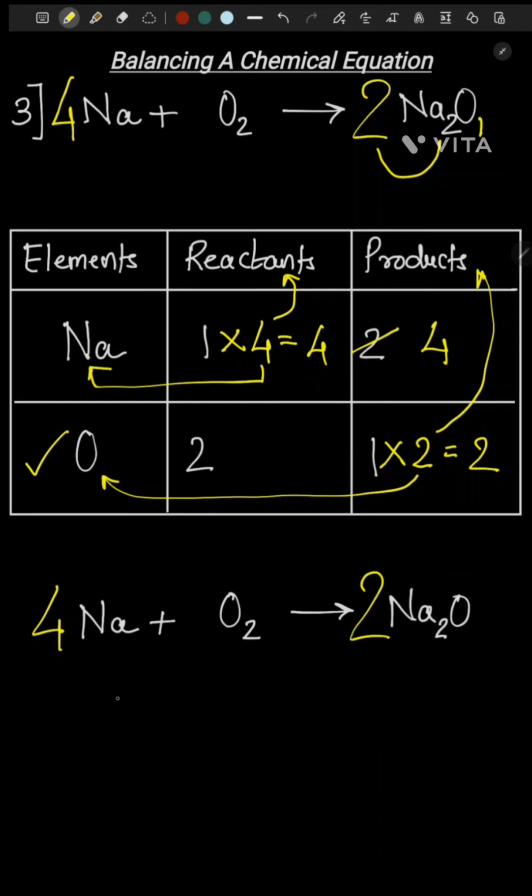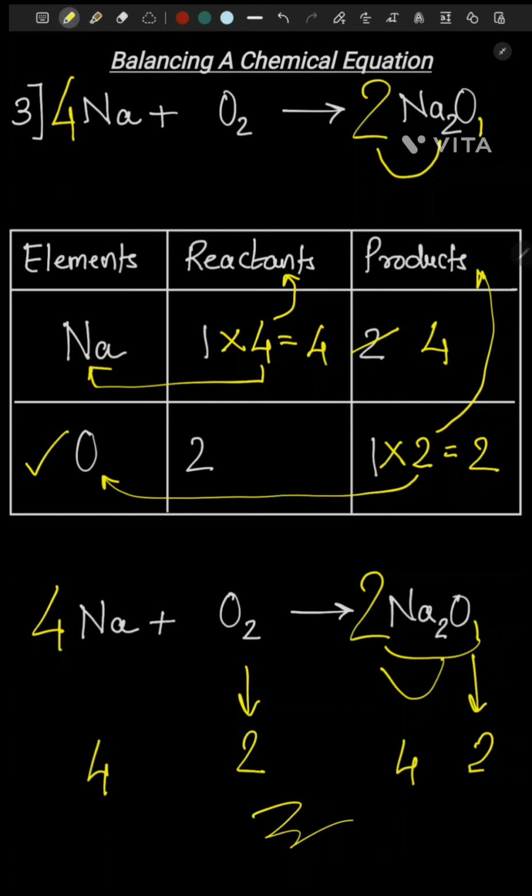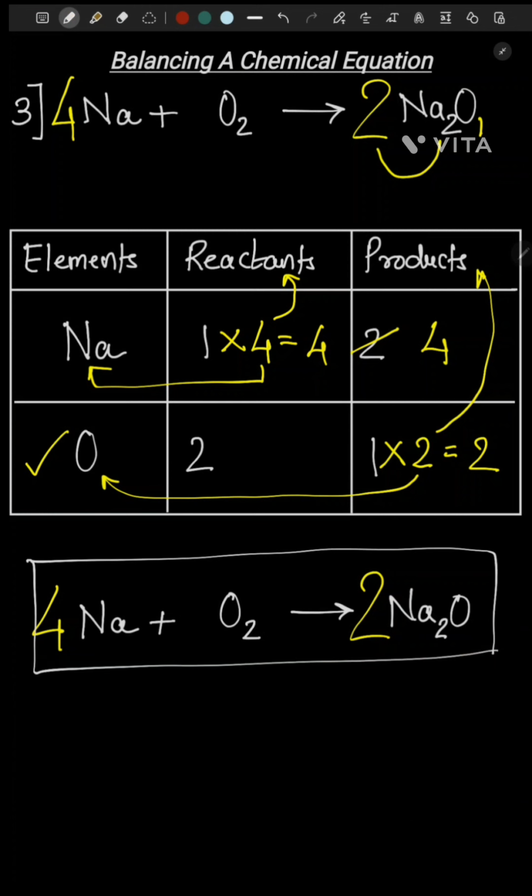Let's check whether the reaction is balanced or not. So earlier we all know that it was 1. How many atoms of sodium? It is 4. How many atoms of sodium? 4. How many atoms of oxygen? 2. How many atoms of oxygen? It is 2. Hence the reaction is balanced. So this is your balanced chemical equation.